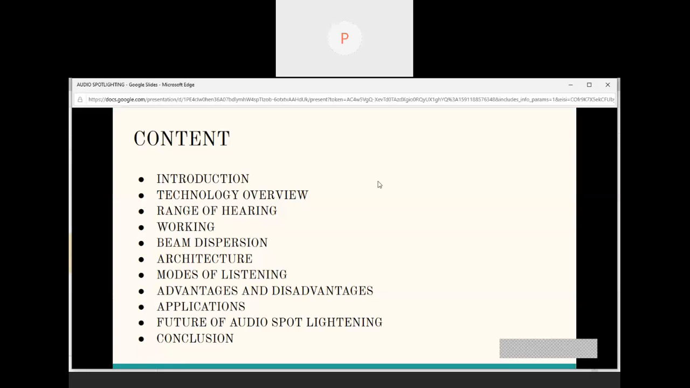These are the points that we will be covering today. First, we will discuss a brief introduction to audio spotlight. Then we'll move on to an overview of the technology behind it, its working, architecture, advantages and disadvantages, and conclude by viewing its applications and scope.